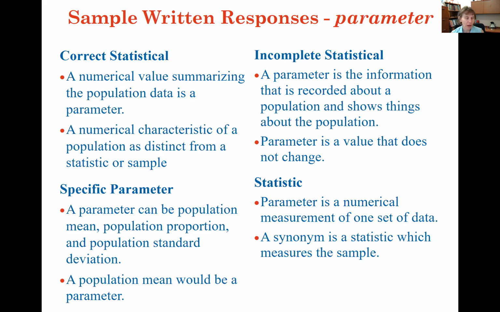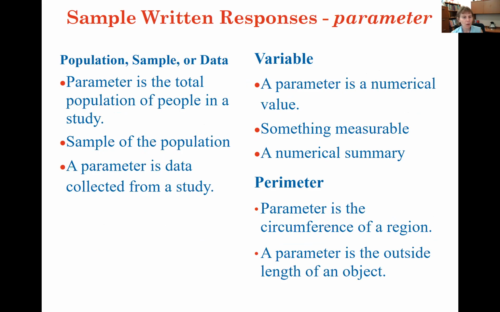Then really nice definitions of statistics: a numerical measurement of one set of data. A parameter is a synonym of a statistic. That's very specific; this student has parameter and statistic mixed up in their mind, or allied in their mind. Again, we see a parameter is the data, a parameter is the population, a parameter is the sample.